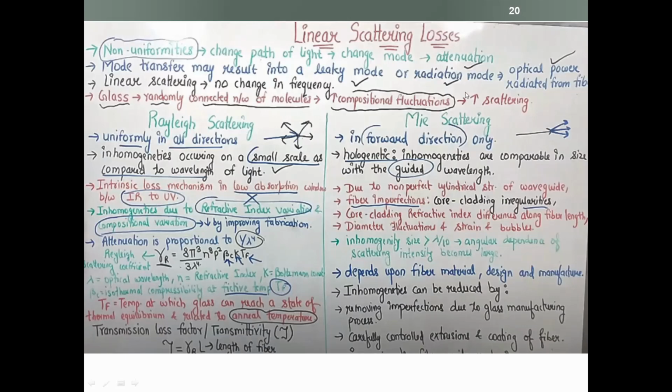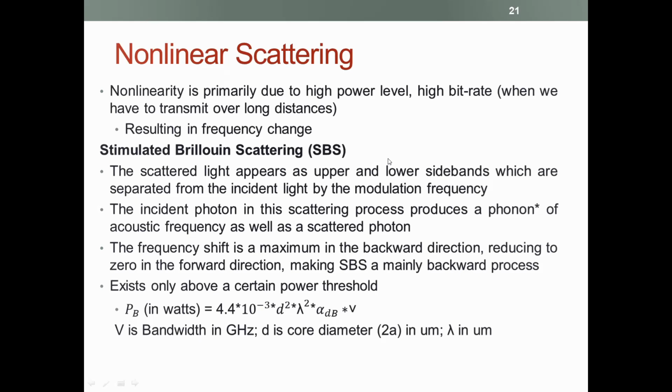So this is one chart which tells everything about linear scattering. Let us talk about nonlinear scattering, that is stimulated Brillouin scattering. Here the frequency is going to change whenever there is a change in the mode shifting. Nonlinearity is primarily due to high power level, high bit rate, and high transmittivity. The scattered light appears in upper and lower sidebands, which are separated from the incident light by the modulation frequency. The incident photon is scattered and produces a phonon. Remember, phonon and photon are different.